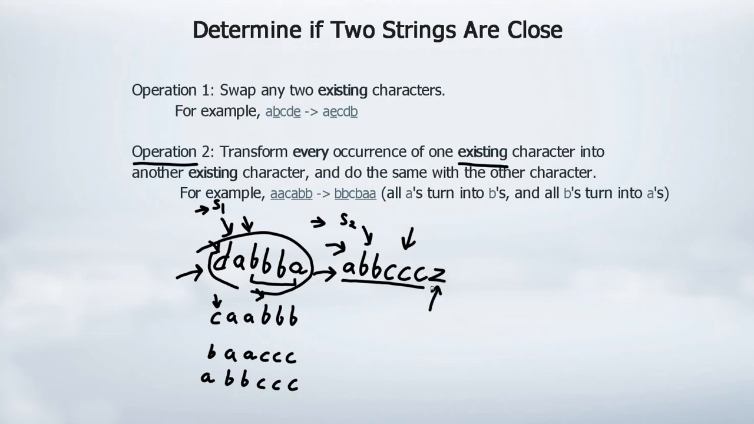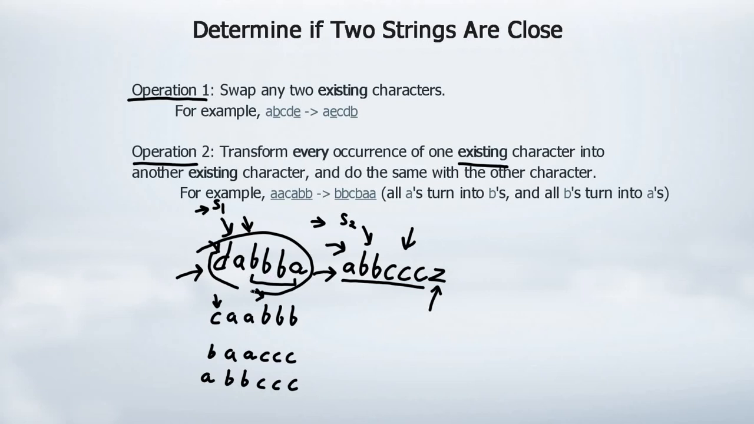So all we are required to do is to actually see if all these characters are common in both the strings or not. Now operation 1 says that we can swap any two characters. This means that if I have all the characters available, then I can always swap them to get them to the right place. One more thing is this, that the number of unique characters in each of these strings must be the same.